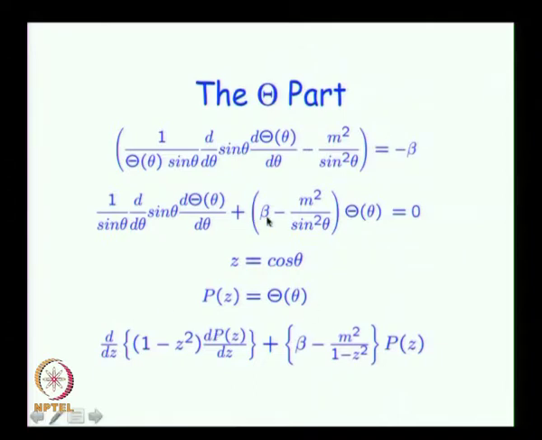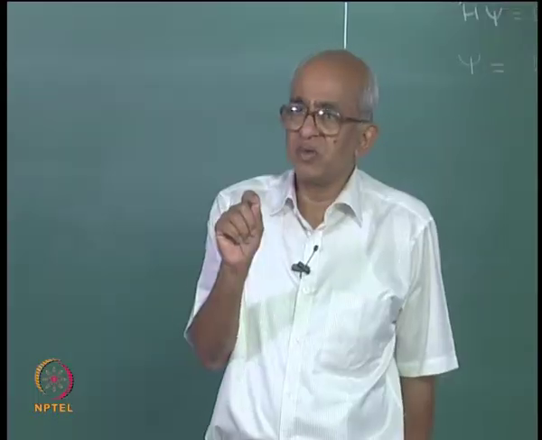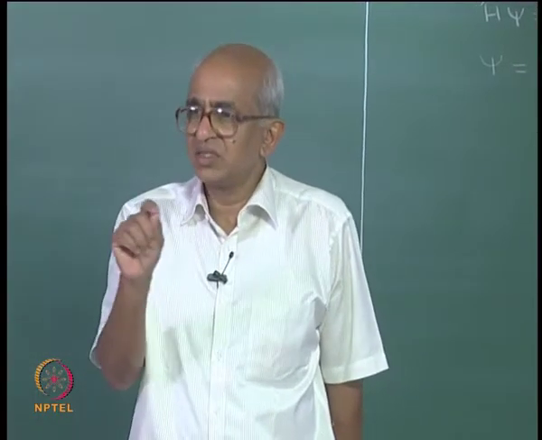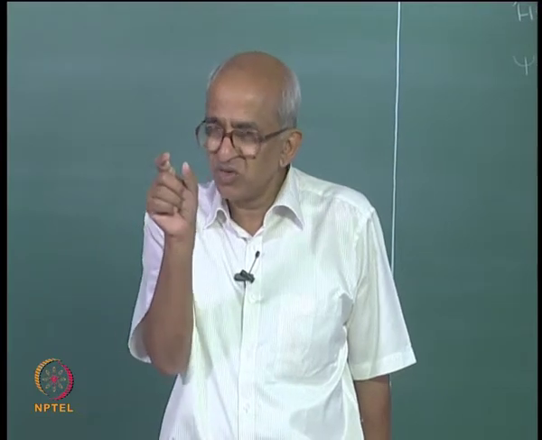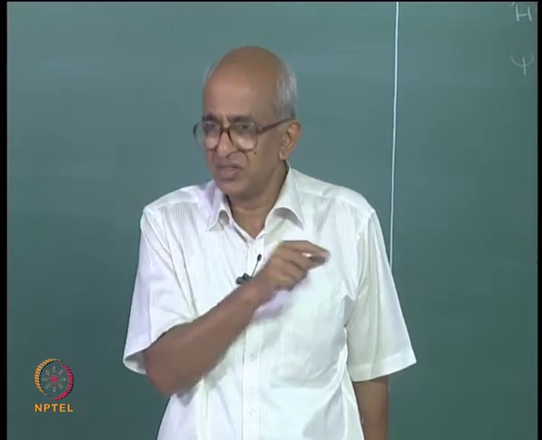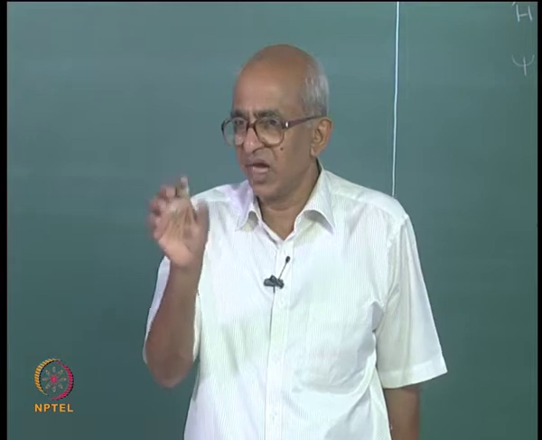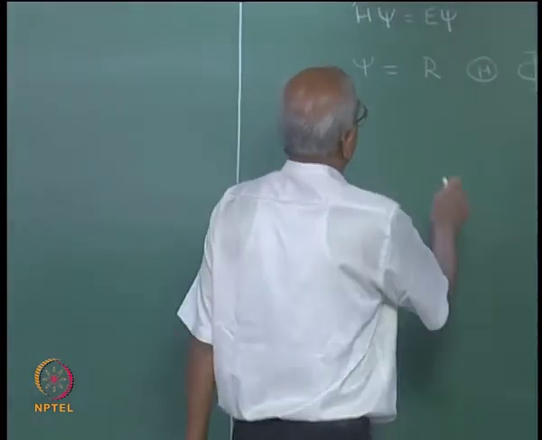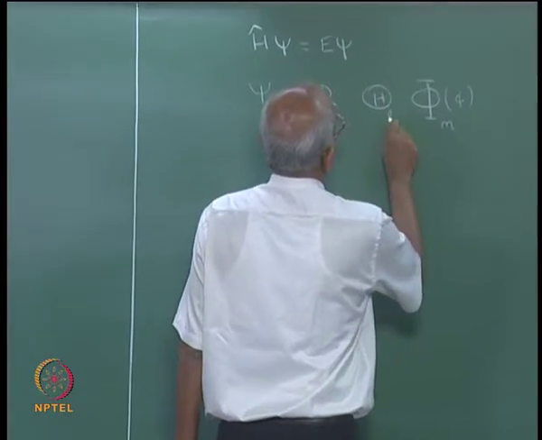So, the solution is going to depend upon m, and further we have acceptable solutions only if this constant beta is equal to L into L plus 1. This is something that we have seen. So, the solution actually depends upon the quantum number L as well as the quantum number m. In fact, it depends only upon the magnitude of m, not on the actual value. So, therefore, we will explicitly say that theta depends upon L and m.